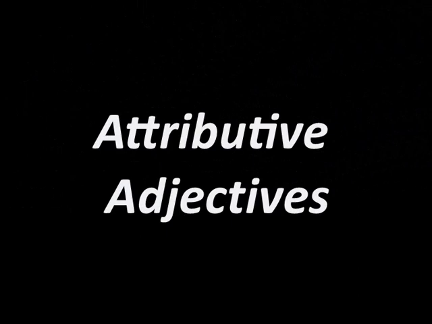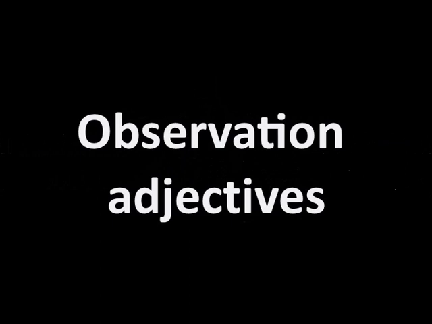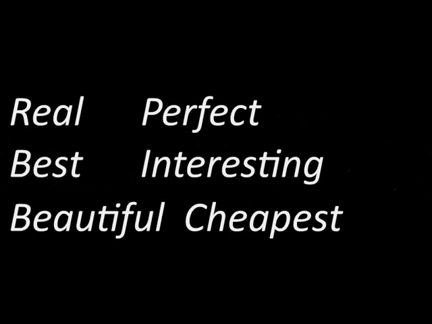The eighth type of adjective is attributive. Attributive adjectives are used to discuss attributes. They talk about specific traits, qualities, or features. And there are several types of this kind of adjective, that is the attributive adjectives. One is the observation adjective. They are used to show what you observed. Words like real, perfect, best, interesting, beautiful, cheapest are all examples of observation adjectives.